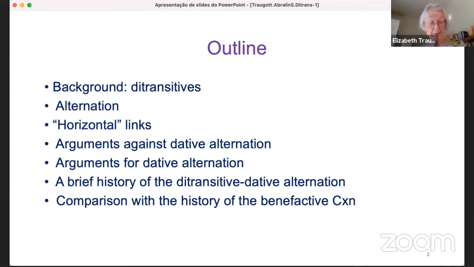There have been arguments against that, and there have been arguments for it. And I think the historical data shows that dative alternation is a robust idea. So I'm going to briefly discuss the history of the ditransitive dative alternation, and I'm going to compare it with the history of the benefactive construction, so we can have in modern English, Bill built Jane a house, and Bill built a house for Jane. Very interestingly, historically, they behave rather differently, and I think they provide a good example of the way in which historical constructional grammarians need to think about analogy, assimilation, and also dissimilation and dissimilarity. So that's an outline of where we're going today.